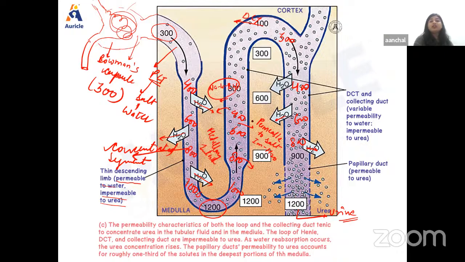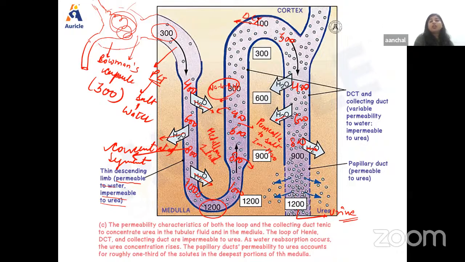Then next we have the ascending limb, in which we have a thin segment and a thick segment. In the thin segment, reabsorption of water will not occur because it is impermeable to water and permeable to salt. So again, there will be dilution of the filtrate, because there will be reabsorption of salts from this segment, and the osmolarity will reach up to 100.